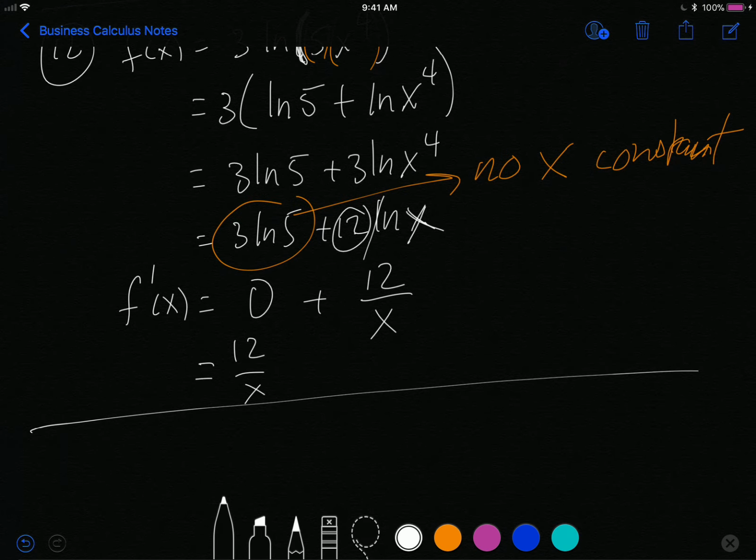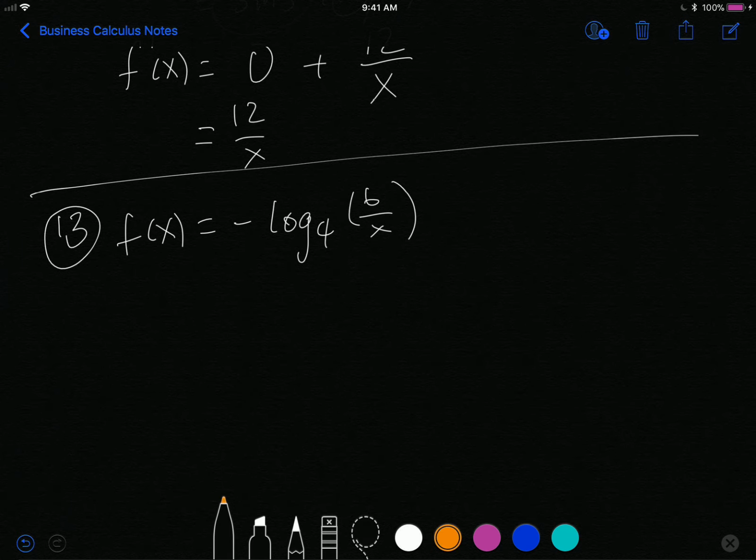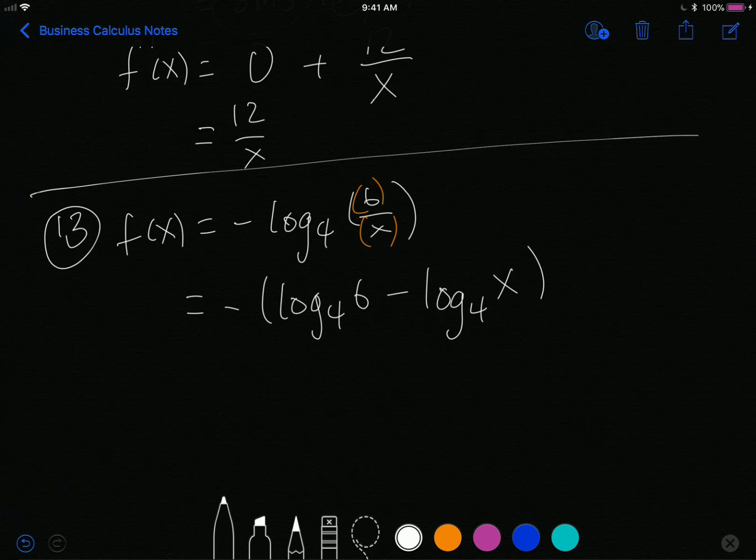Last one, number 13. F of x is equal to negative log base 4 of 6 divided by x. Again, I have two terms inside a log being divided by each other. The difference property of logarithms says that this will split into two logarithms. Log base 4 of 6, log base 4 of x. I distribute the minus sign. Negative log base 4 of 6 plus log base 4 of x.